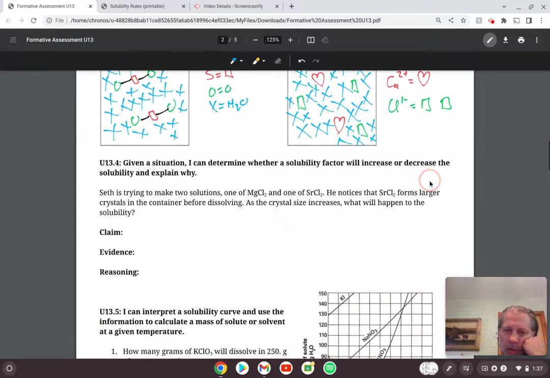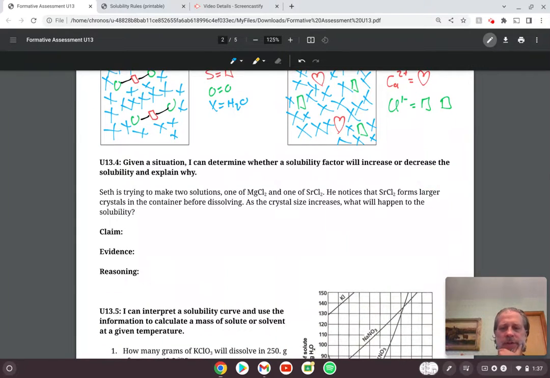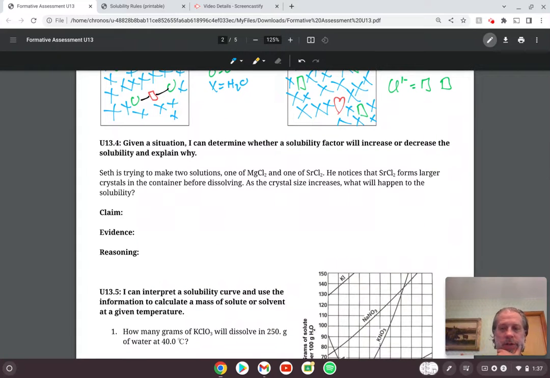And that's the major difference between an ionic compound and a covalent compound. Next one we're talking about is determining whether a solubility factor will increase or decrease a substance's solubility. So let's take a look at this one here. We have our friend Seth, who's trying to make 2 solutions, one with magnesium chloride and one with strontium chloride. He knows the one with strontium chloride forms larger crystals in the container before dissolving.